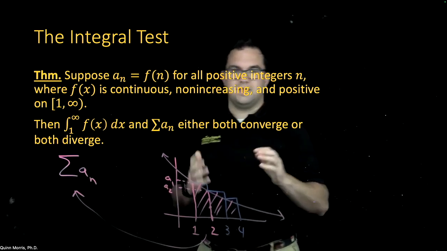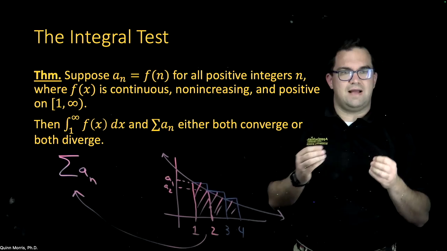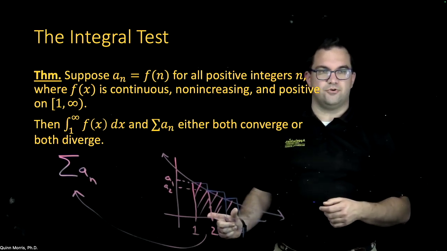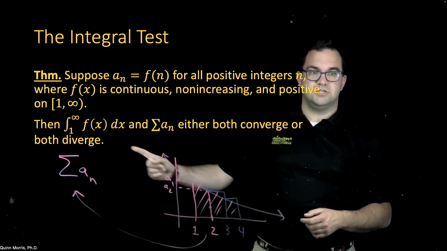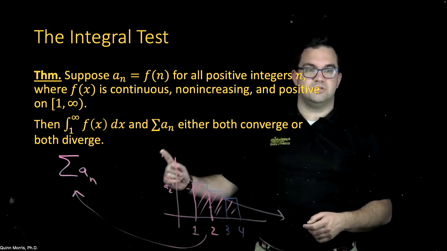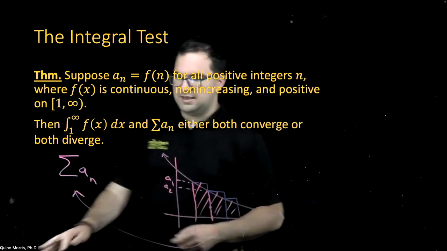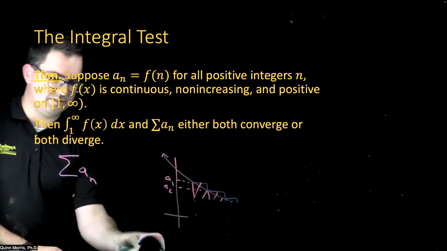Now, to formally prove the integral test, you need to be a little more careful, but the rough idea is that there's some relationship between this series and this integral, which allows us to conclude that if this improper integral converges, the series has to converge, and if this improper integral diverges, then this series has to diverge. So let's see in practice how we can take advantage of the integral test.